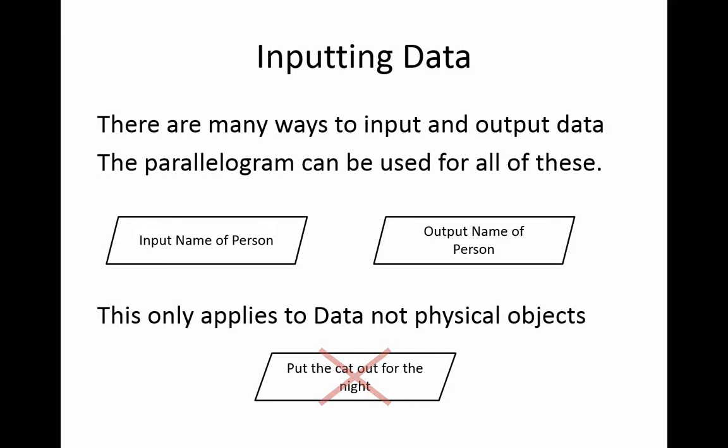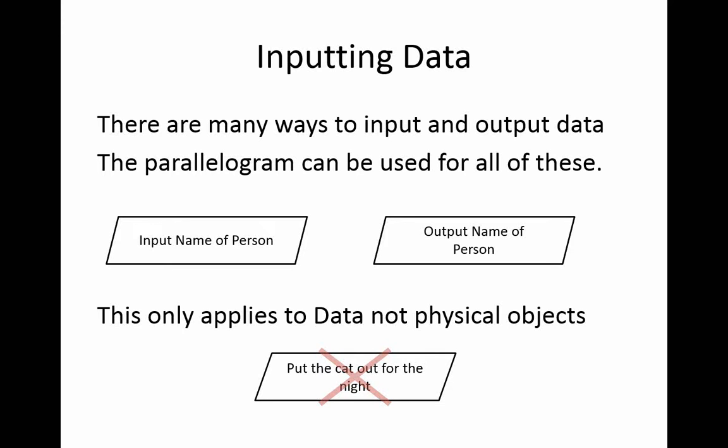That's useful information for us. The data went in. Sometimes you can also output data as well. But we tend to talk in terms of data being those things. Intangible, the things you can't touch. It doesn't apply to physical objects. The cat is not data.